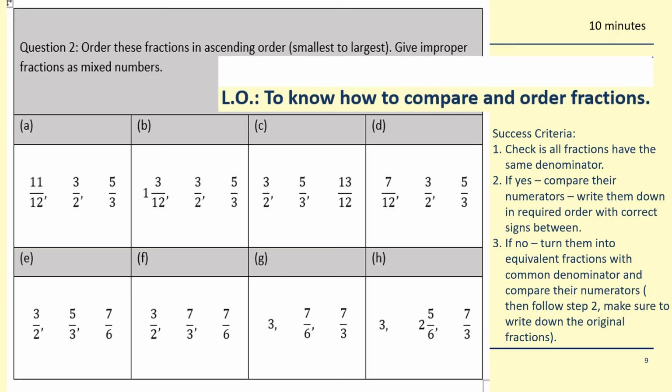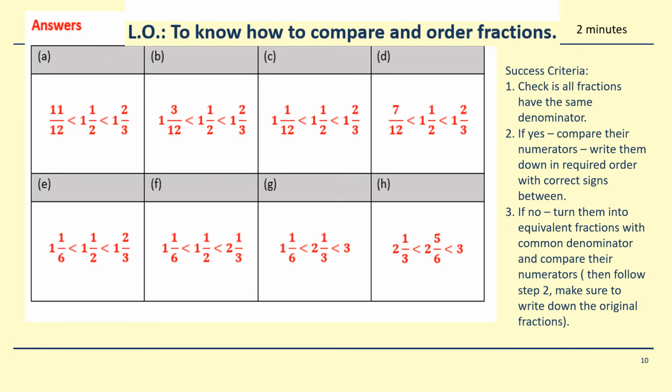Now you're going to practice this on your own. Pause this video for about 10 minutes. Follow the success criteria. In here, as you can see, all of them have different denominators. Follow the success criteria and attempt all 8 questions. Here are the answers. Pause this video now and mark your own work.